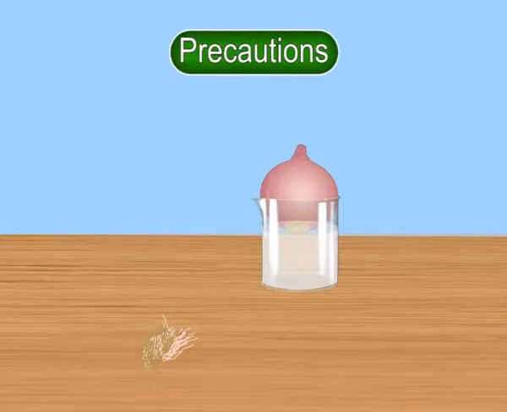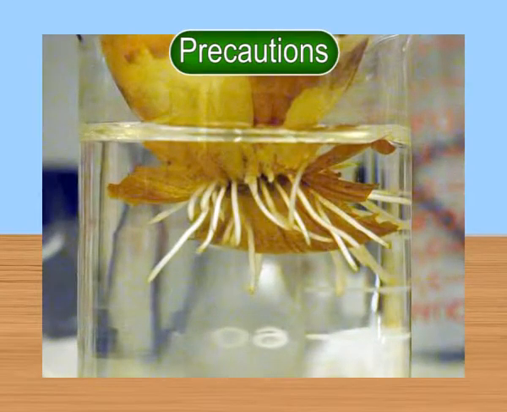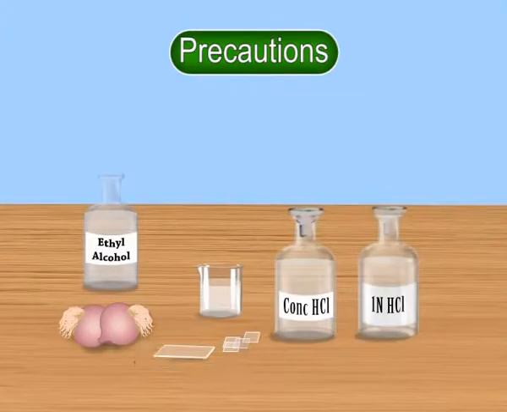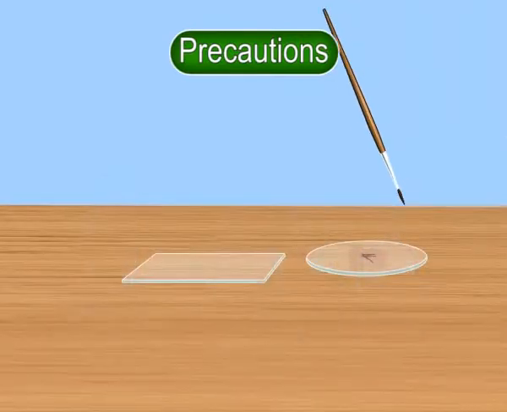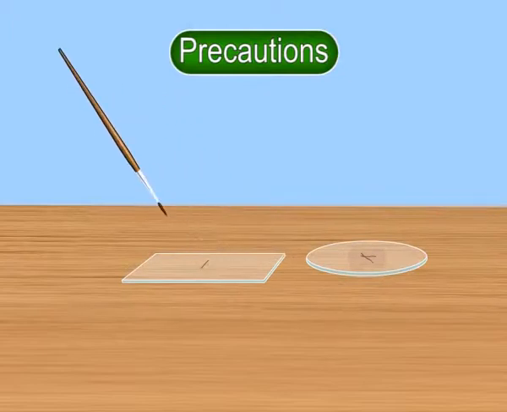Precautions. The base of the onion should remain in contact with the water present in the beaker. The material should be warmed gently. Always use a clean slide and cover slip. The material should be mounted in the center of the slide. There should be no air bubble under the cover slip.